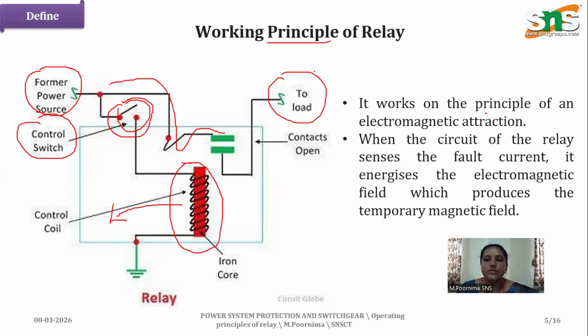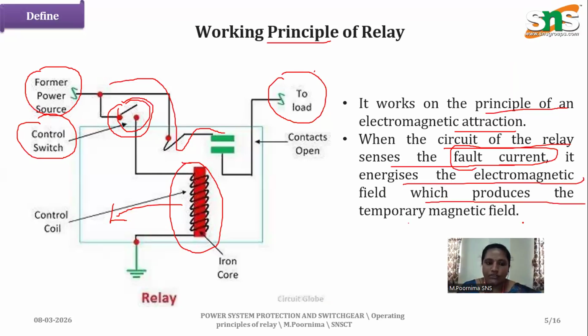It works under the principle of electromagnetic attraction. Electromagnetic attraction means that when a current-carrying coil is placed in a magnetic field, it experiences a force. When the circuit of the relay senses the fault current, note that this is fault current, it energizes the electromagnetic field, which produces a temporary magnetic field.